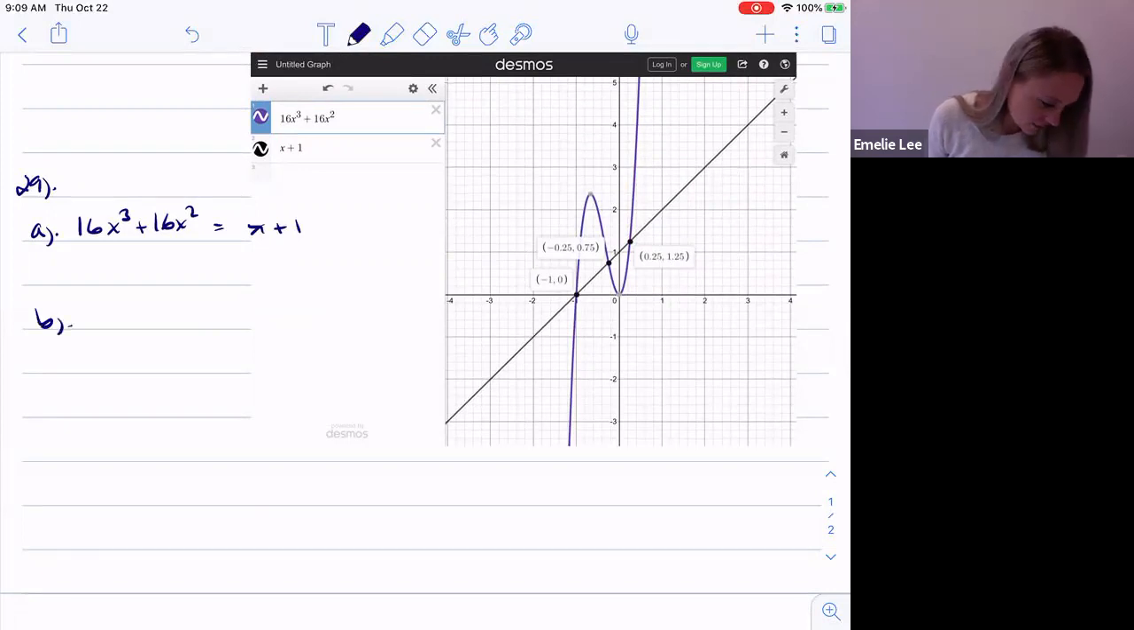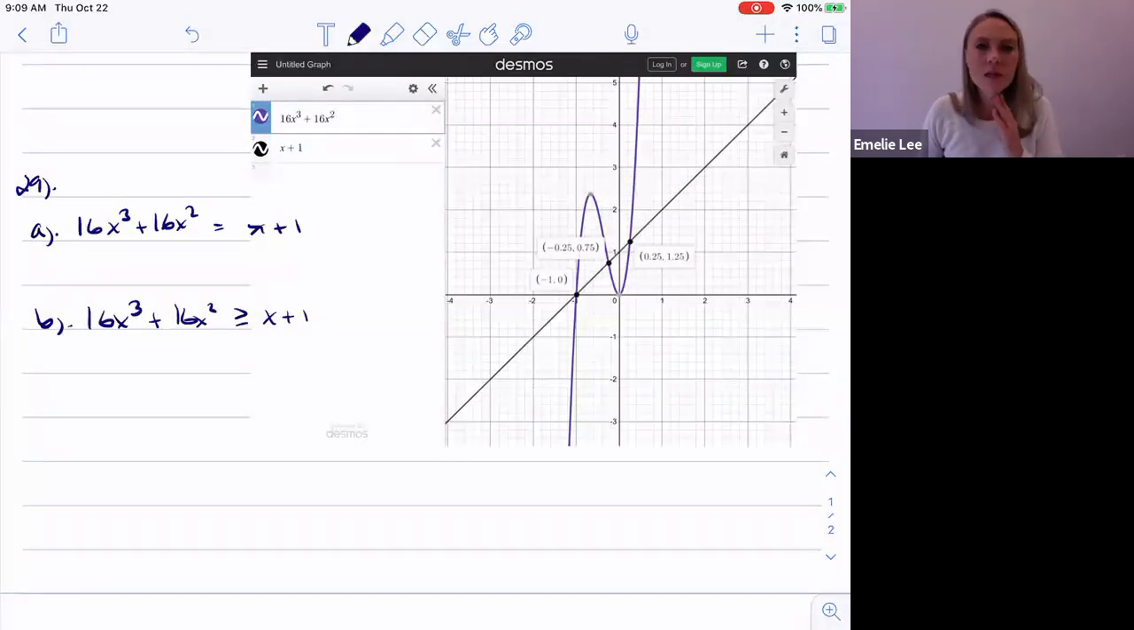Part B of that question was, where is 16x to the power of 3 plus 16x squared greater than or equal to x plus 1? Well, we're talking about the outputs of these things. So what values of x give outputs that are larger for the purple graph than for the straight line, x plus 1? Well, this thing is going to be greater than or equal to, starting at x equals -1 and going to x equals -0.25.